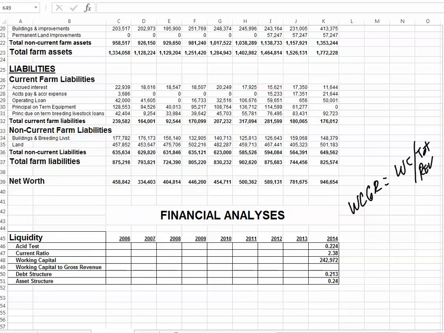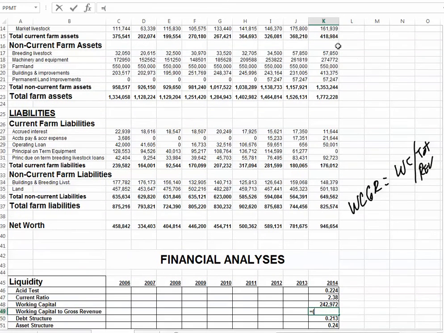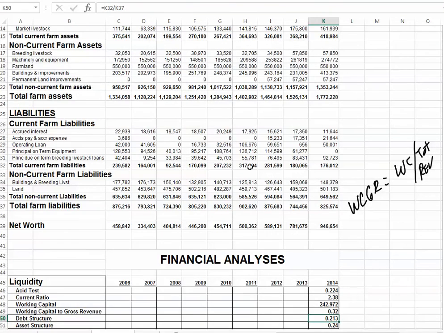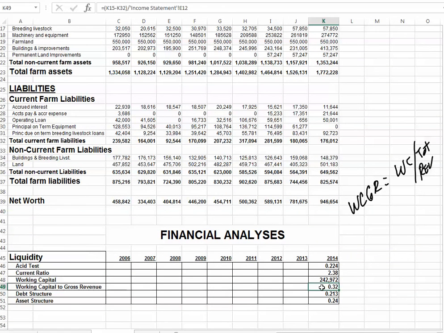Okay? So let's put that into the Excel spreadsheet and see how it would look. Right here, I'm going to go equals, and I'm going to open a parentheses, and I'm going to click on current assets. Then I'm going to subtract current liabilities, close parentheses. Now that is working capital, just like defined in a previous video. And then I'm going to divide that by, then we'll go back to the income statement and click on total revenue.